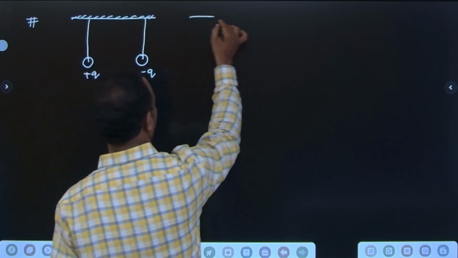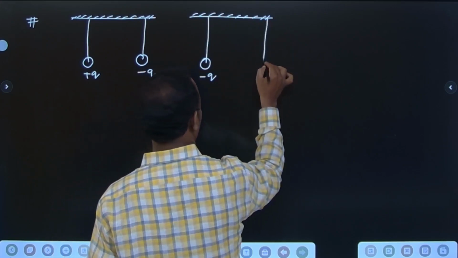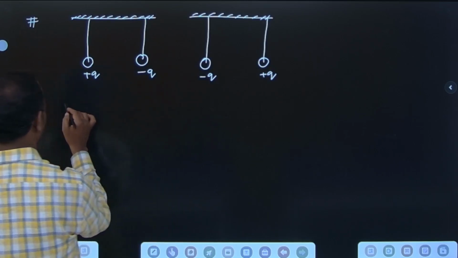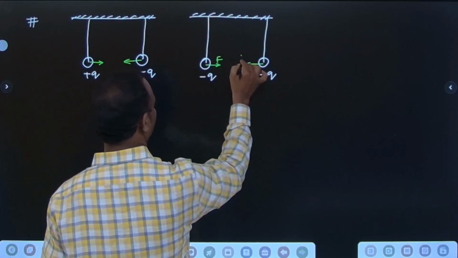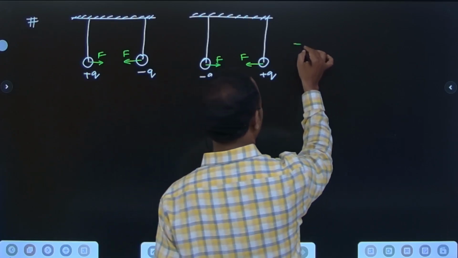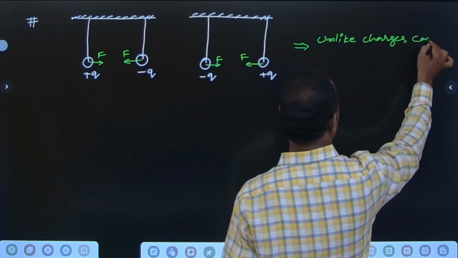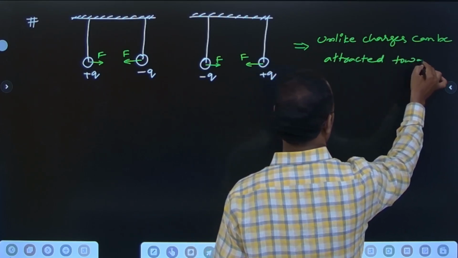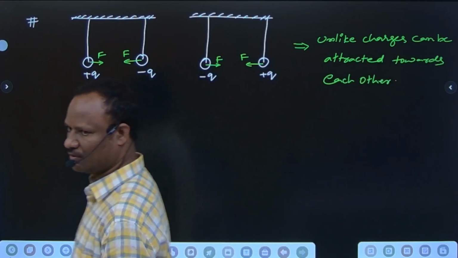Next, the same thing. It's a negative charge and positive charge. These two are unlike charges. Unlike charges are attracted towards each other with the same force. So unlike charges can be attracted towards each other.